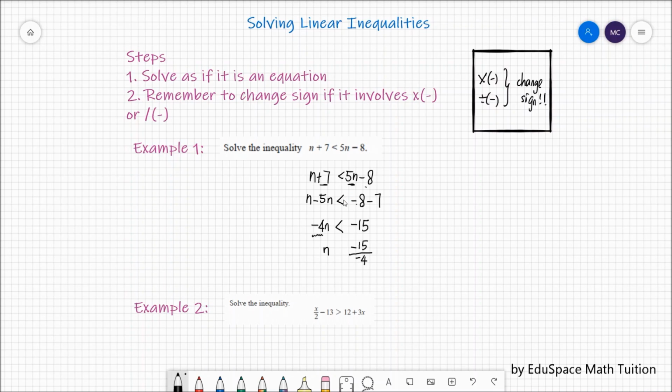If you look at here properly, you are actually having a division of a negative, which is saying that you must change the sign. So in this case, your inequality from smaller will be changed to bigger. After simplification, we will be getting n must be bigger than 15 over 4. So this is your answer of this inequality.